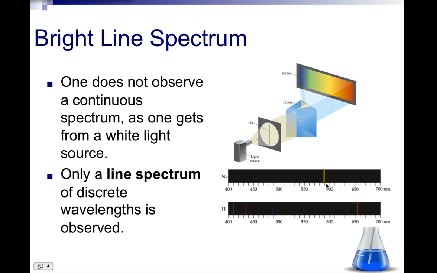So here for sodium, you will only get one wavelength with the color of yellowish green. Here you'll notice for hydrogen, we have two different wavelengths of purple or violet. One here with a blue and then another one here down at the red.